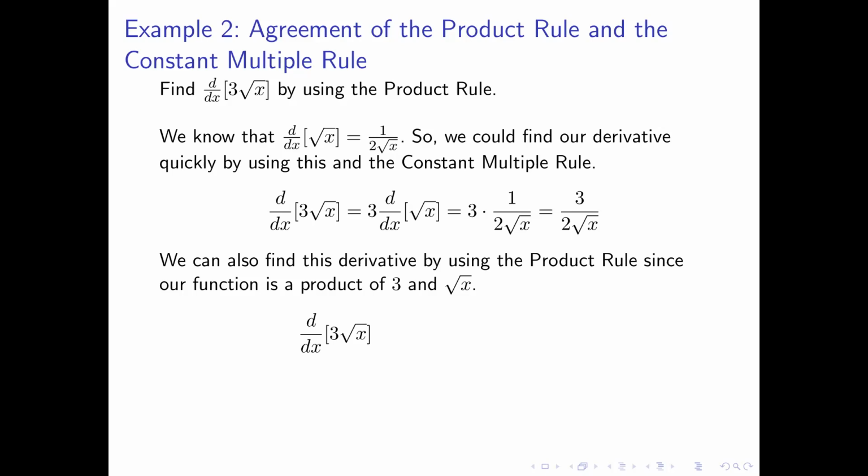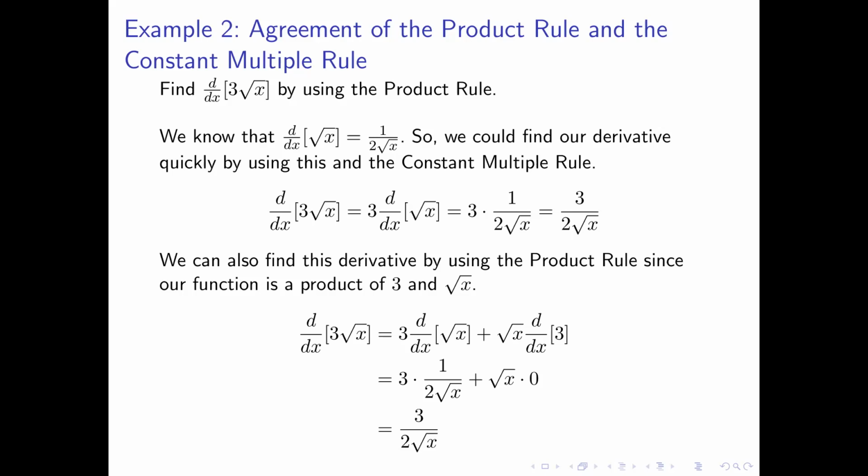So when we take the derivative, we'll start with the first function, 3, times the derivative of the second one, which is the derivative of the square root of x. And then we'll add the second function, the square root of x, times the derivative of the first one. Well, we know what the derivative of the square root of x is. It's 1 over 2 times the square root of x. And the derivative of 3 is the derivative of a constant function, so it's equal to 0. That's our constant rule for derivatives in action.